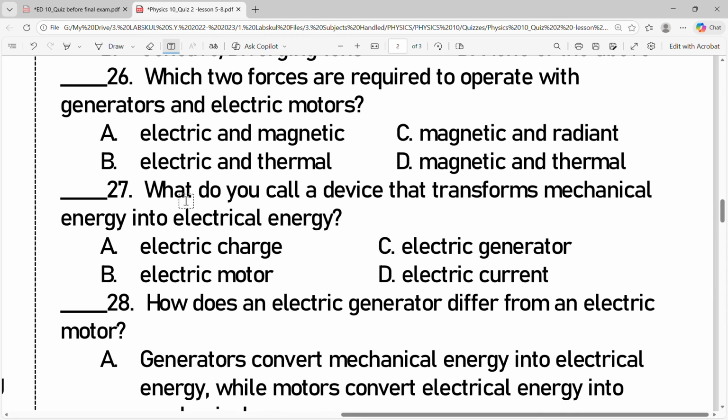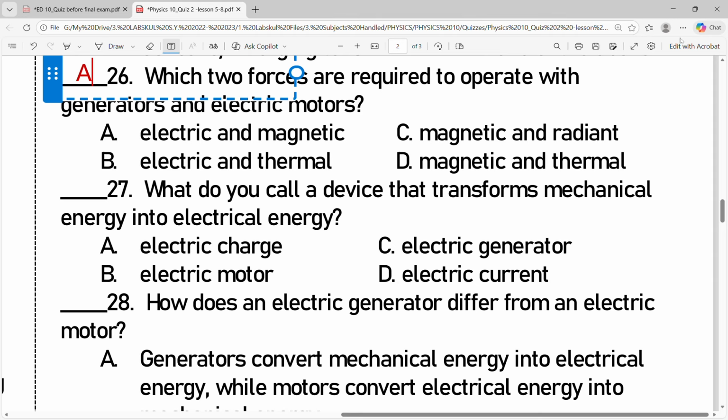Number 26. Which two forces are required to operate with generators and electric motors? So of course, from the word itself, I remember, diba, in our activity about electric motor, we have with us a battery. So there's a source of electricity there, and we also have magnets in there. So that interaction of the electric and magnetic fields operates our generators and electric motors. So the answer number 26 is letter A.